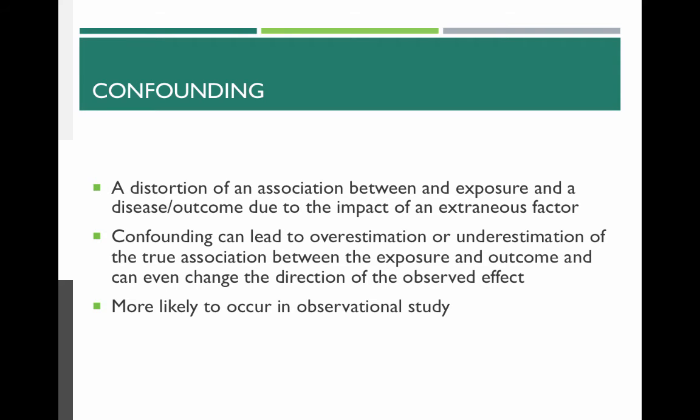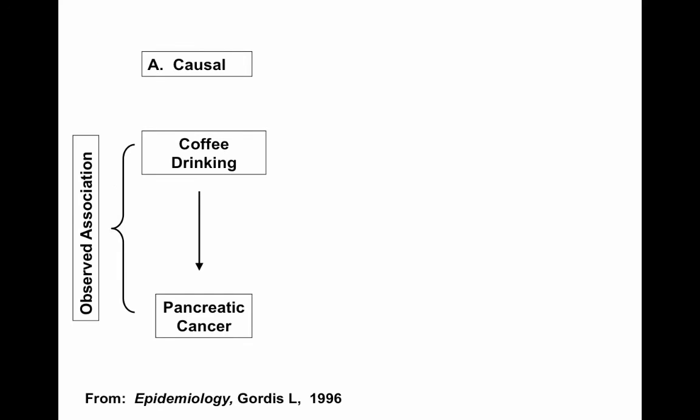So if we have confounding, it may be resulting in an odds ratio that's less than 1, when in reality it should be in the opposite direction above 1. Confounding is most likely to occur in observational studies. Remember that observational studies are the cross-sectional, case control, and cohort studies. So let's take the example of coffee drinking and pancreatic cancer. If we were looking at the relationship between drinking coffee and the incidence of pancreatic cancer, let's say we observe an association or relative risk is above 1.